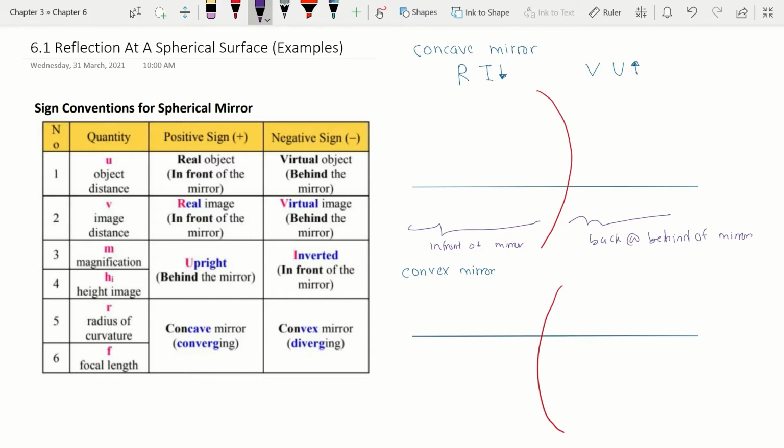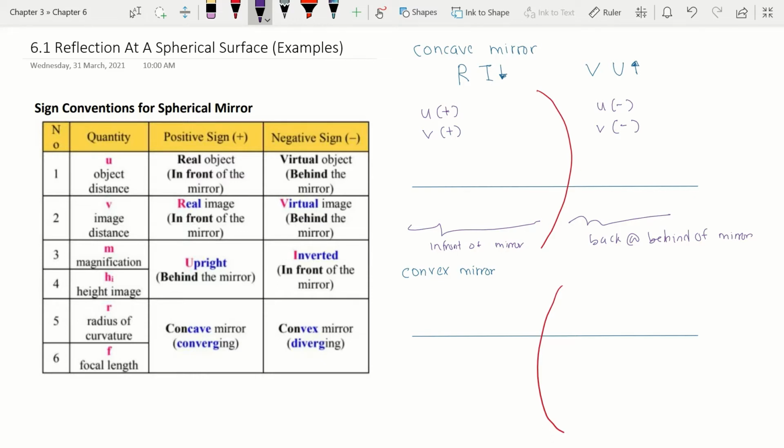If we put our object in front of the mirror, it is a positive value. But if we put our object behind the mirror, it is a negative value, a negative sign. The same goes for the image: if it is in front of the mirror, it is positive, but if it is behind the mirror, it is negative.